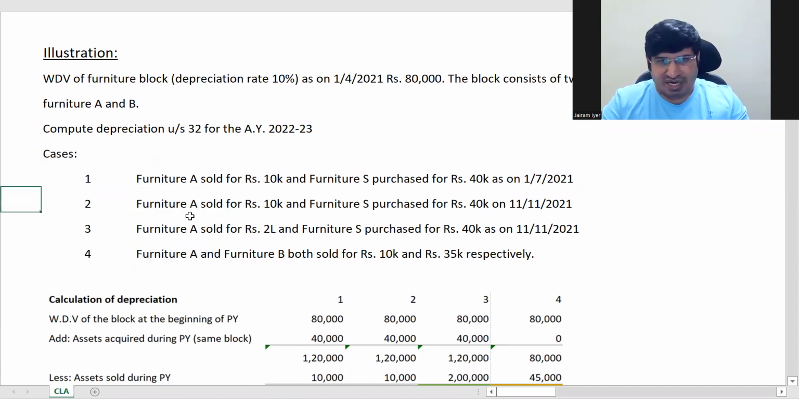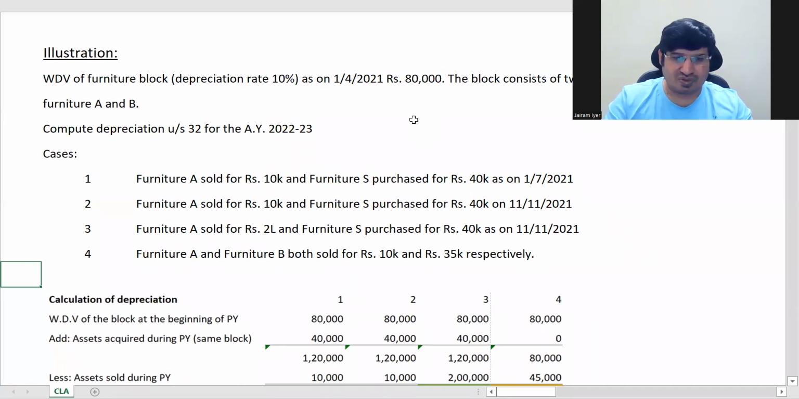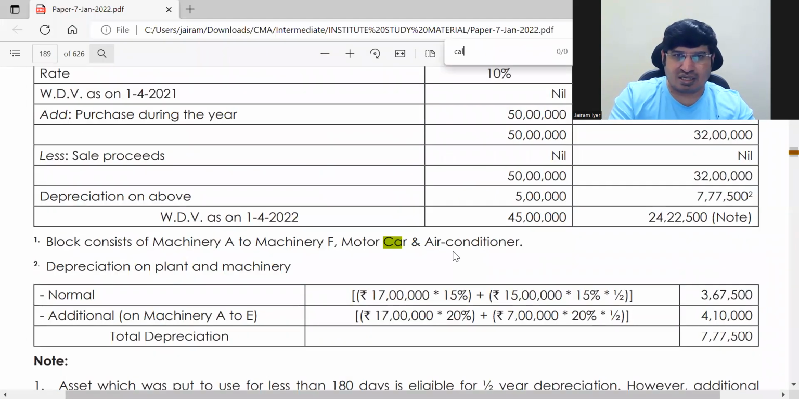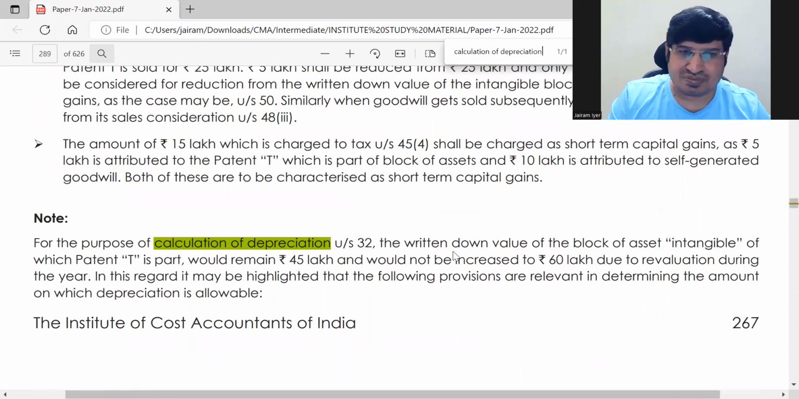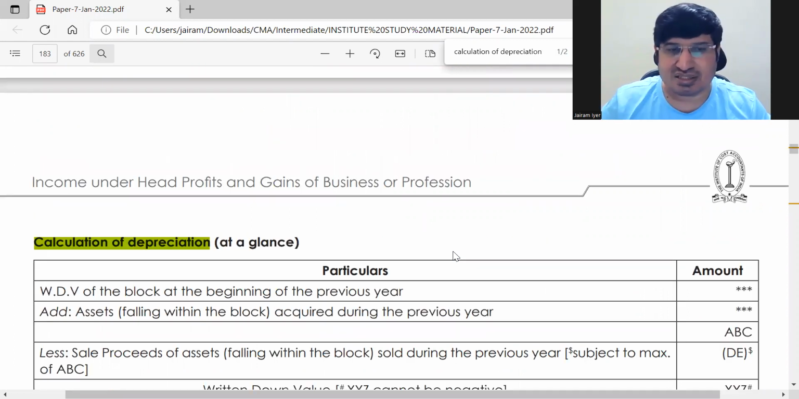If I take you to the study material, you can just search it from the study material. Just search with calculation of depreciation, you will get it. So let me show you in the study material. Calculation of depreciation. Only 2 things will come up in the search. This is the first one. Again, the second one is this basically.